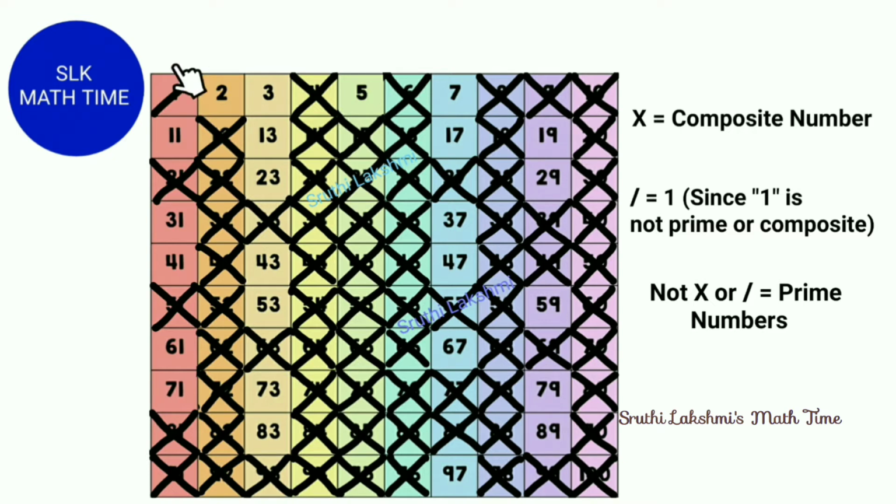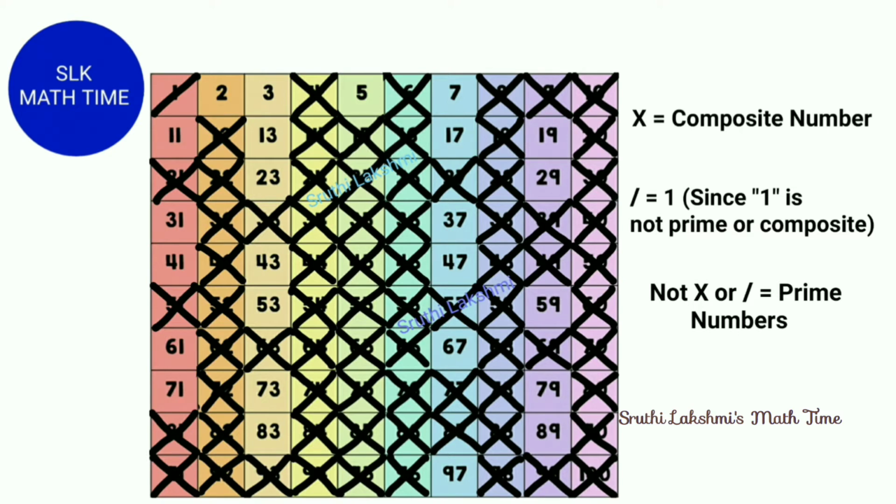And if it has a slash like this one, it means the number 1 because 1 is neither prime nor composite. So why is 1 not prime or composite? Because 1 only has one factor, which is 1, basically itself. So, the only equation we can make that equals 1 is 1 times 1.